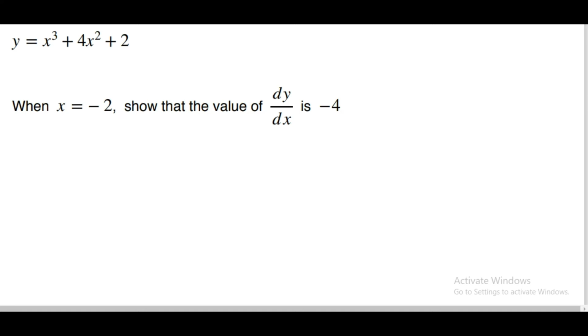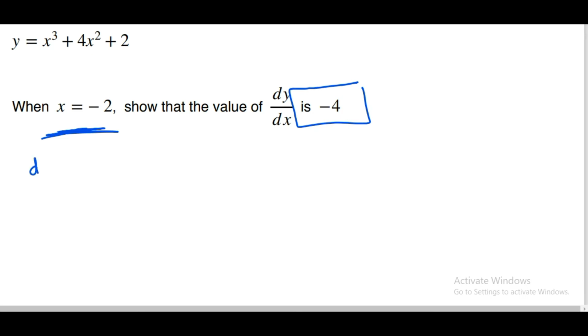In the last question we solved and got dy by dx at x equals 1 is 7. Here we will find dy by dx at x equals negative 2, but before solving we know that dy by dx will be negative 4. So if we got the answer negative 4, we can say that we are correct. If not negative 4, there is a mistake and we have to revise. In question 1 we got the answer 7, but we are not sure exactly whether it's 7 or not.